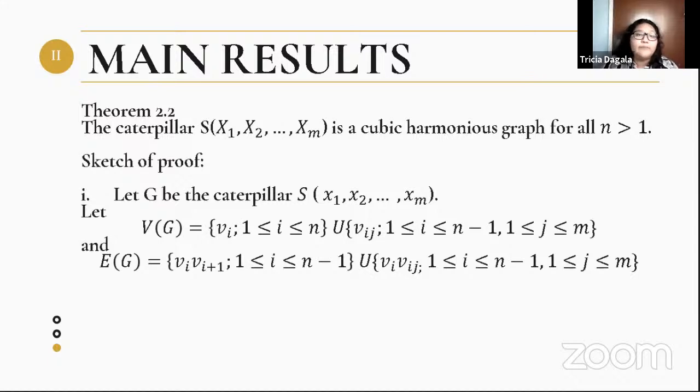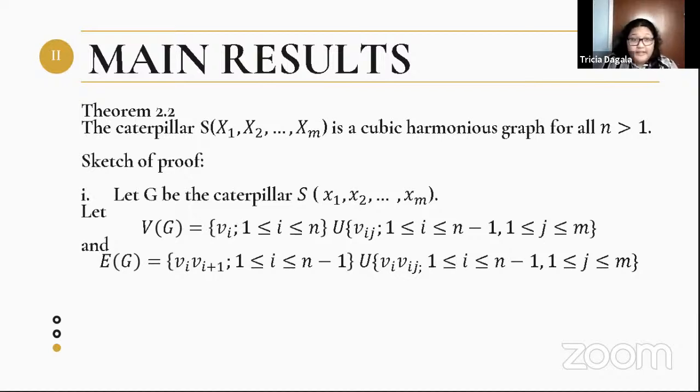So for the second theorem, the caterpillar, I showed you an illustration a while ago. The caterpillar S of x sub 1, x sub 2, up to x sub m is a cubic harmonious graph for all n greater than 1. So the sketch of the proof is as follows.